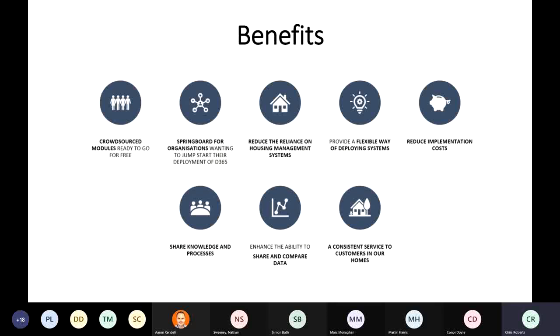Allows us to share knowledge and processes, but also do something with that knowledge, put it into some technology, and enhances the ability to share and compare data, so we can really see how we're all doing and things we could do better. But for me, the key thing here is that consistent service to customers in their homes. You've got housing officers who go out and look after customers in their homes, dealing with their questions and queries. They've got access to the same great tech. As we know, it's available everywhere, which when you consider what's happened over the last year is really a bit of a game changer when we compare it to a lot of on-prem solutions.